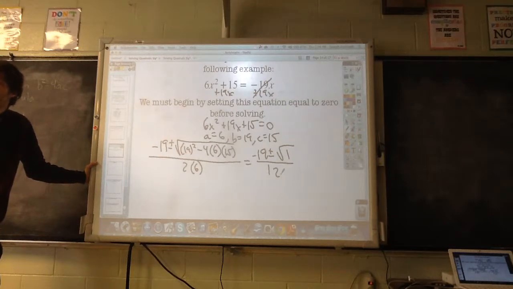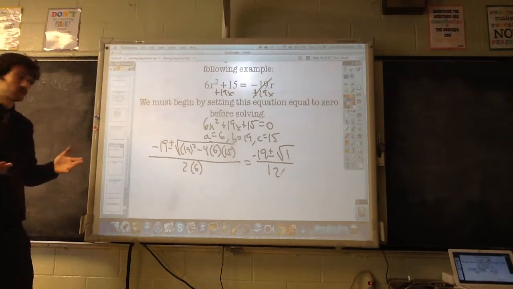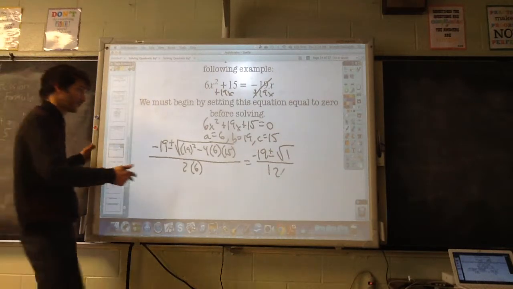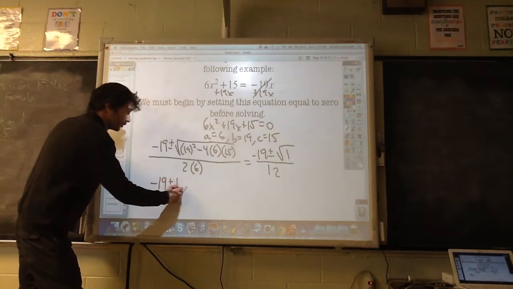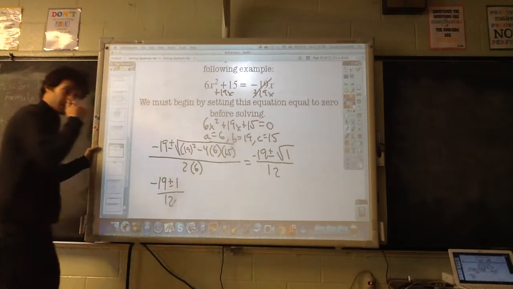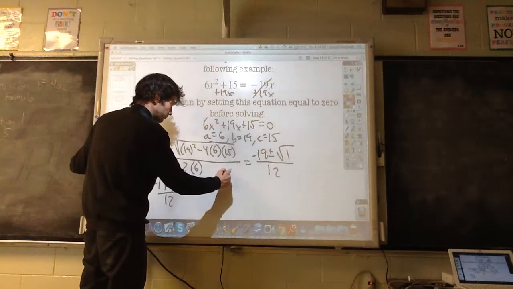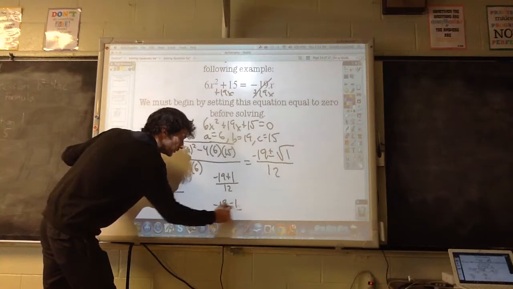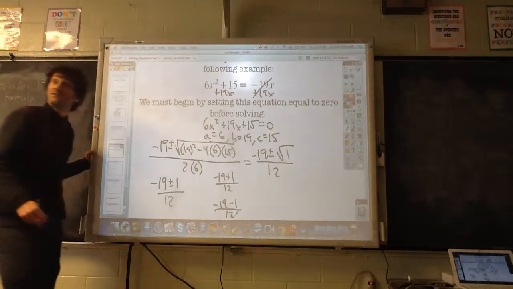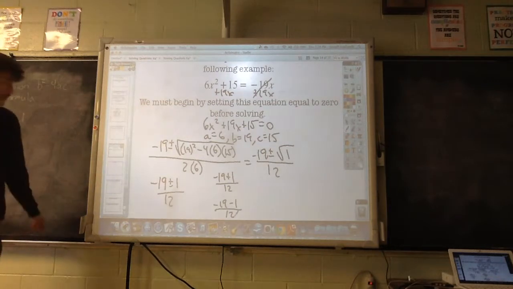Well, square root of 1 is 1. So this one is not going to have to write 2 ways, right? I only have to write this the one way. This is like the ones we worked at first. So I would have negative 19 plus or minus 1 over 12. This is ready to be split into the two problems, right? One of them is negative 19 plus 1 over 12, and one of them is negative 19 minus 1 over 12. I'm only going to write the answer one way. I'm going to get two x values, but that's one answer, right?